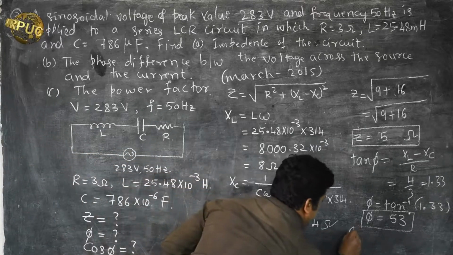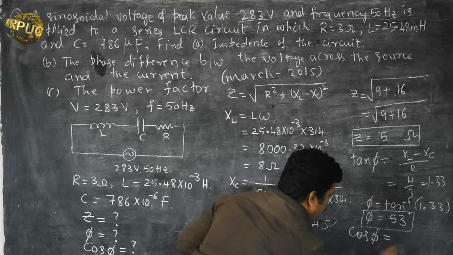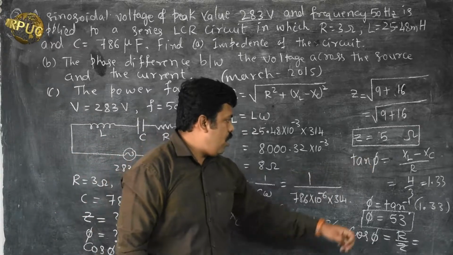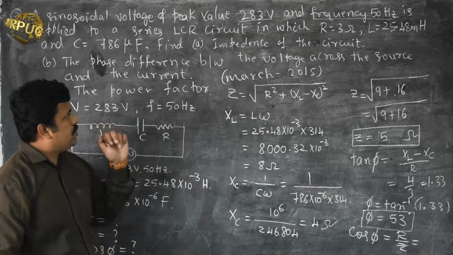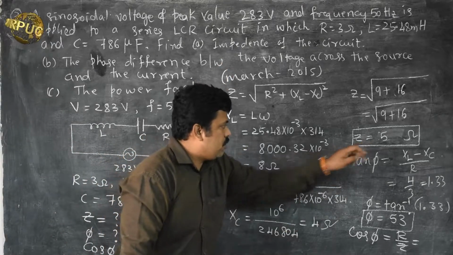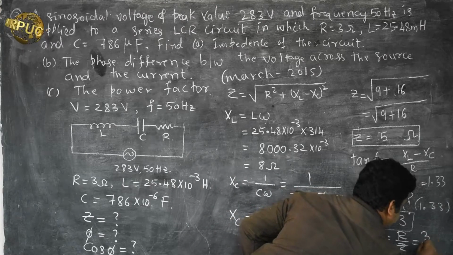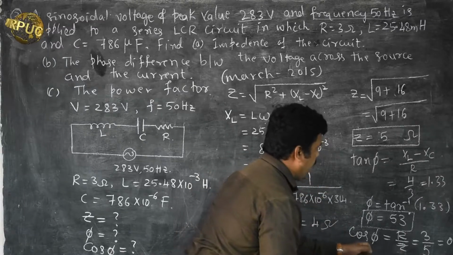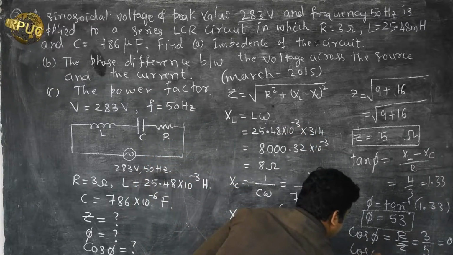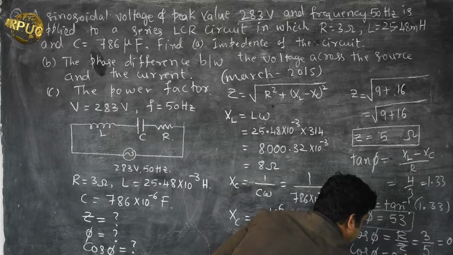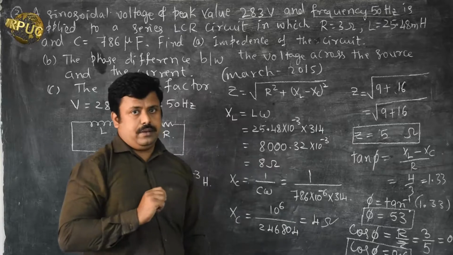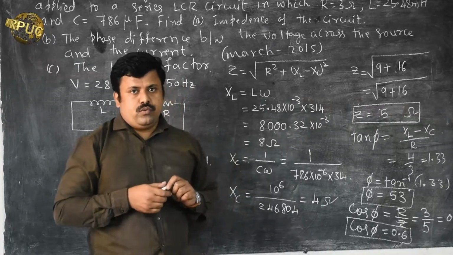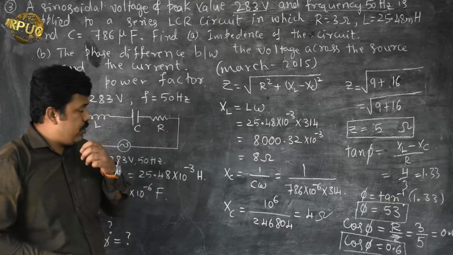Power factor is given by cos phi directly, which is going to be R by Z. R is the resistance in the circuit, that is 3 ohm. The Z we have calculated as 5. So 3 by 5 is going to be 0.6. So directly the power factor, you cannot take 5 here. Power factor is completely cos phi. So that is 0.6. So we have calculated the three values they were asking for.